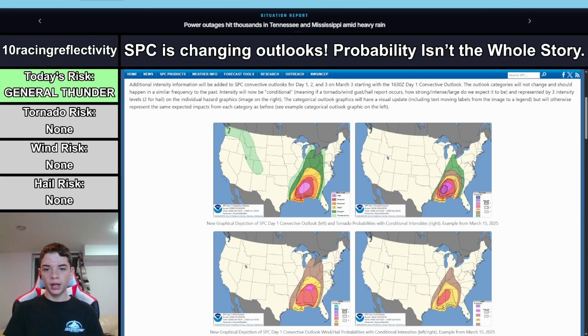The categorical outlook graphics will have a visual update, including the text labels moving from the image to a legend, but will otherwise represent the same impacts that we saw earlier with marginal, slight, enhanced, moderate, and high for each category as before, which you can also see below the text there.